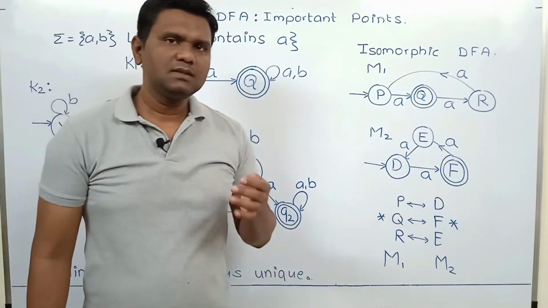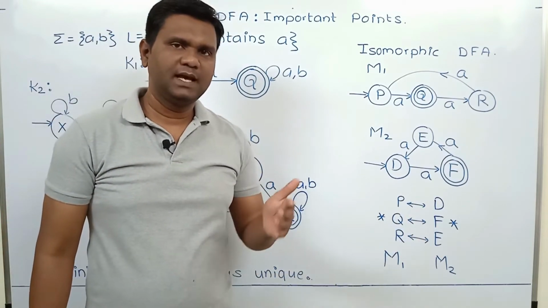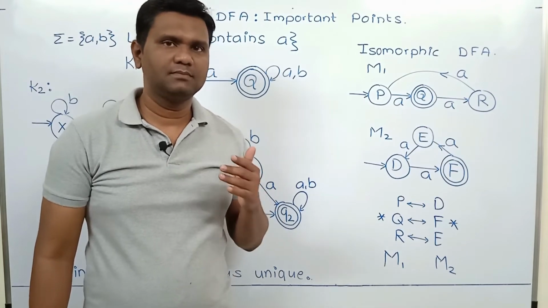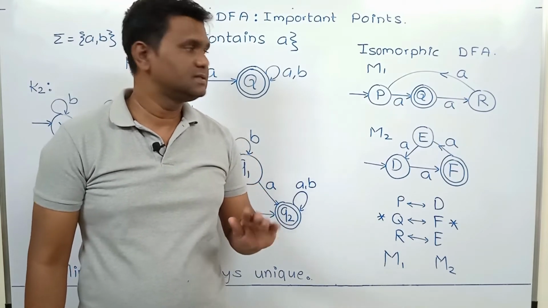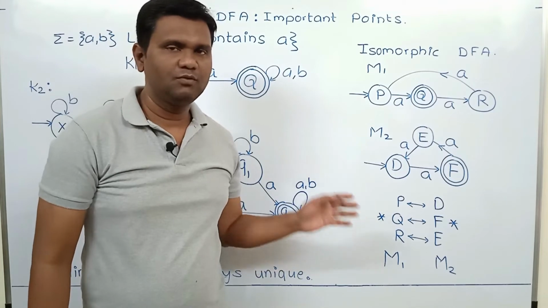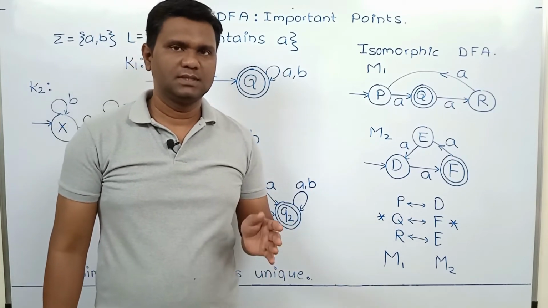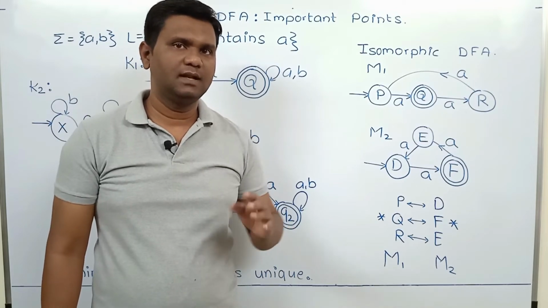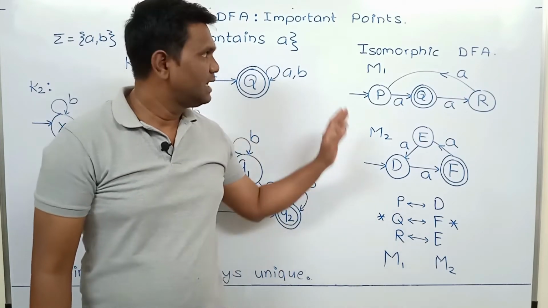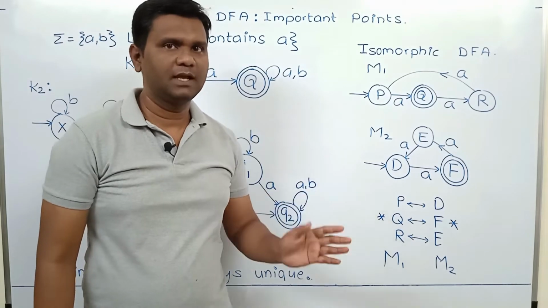Now, isomorphic DFA are the same. They recognize the same language. The only difference is states are named differently. We cannot change the symbols. If we change the symbols, then strings will change and then the language will also change. But isomorphic DFA recognize the same language.